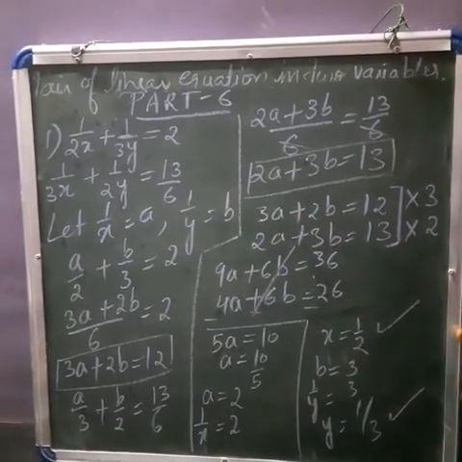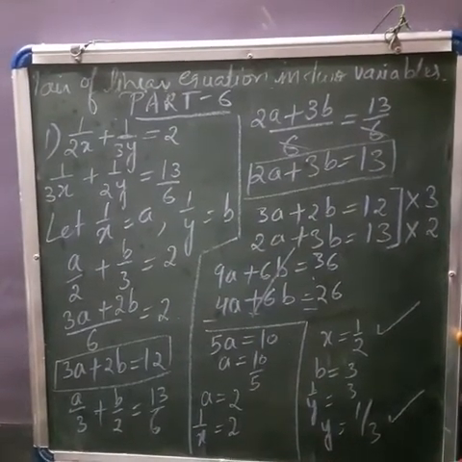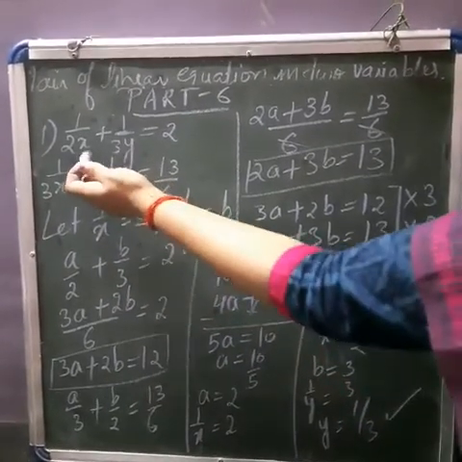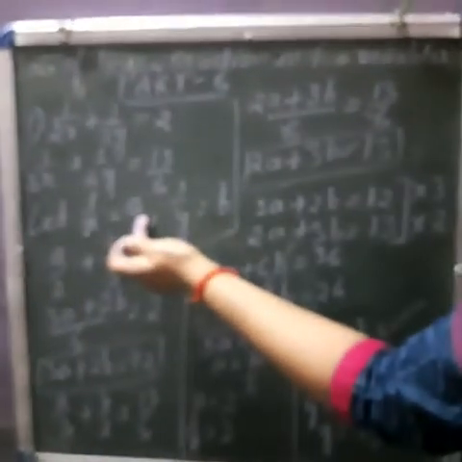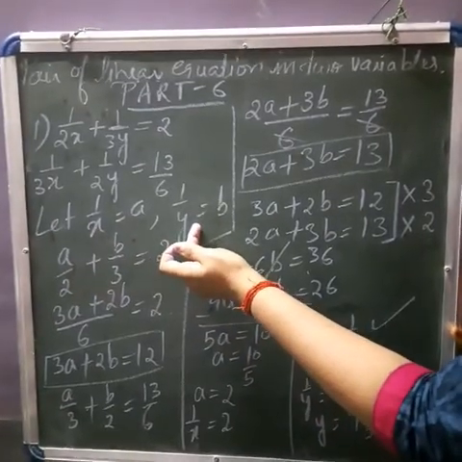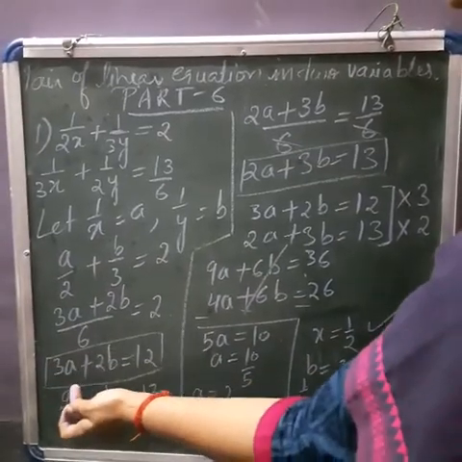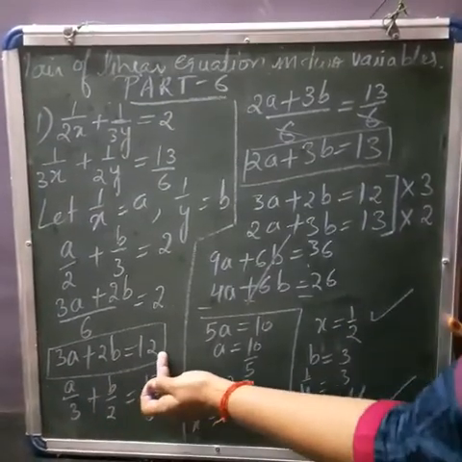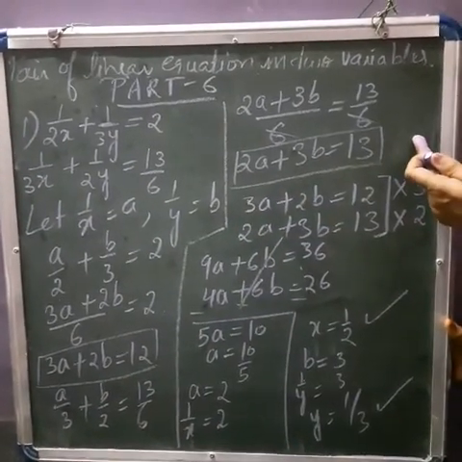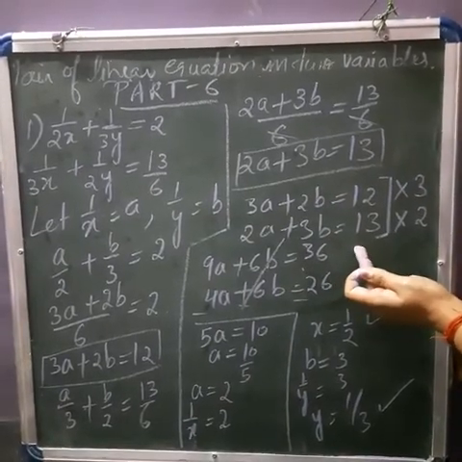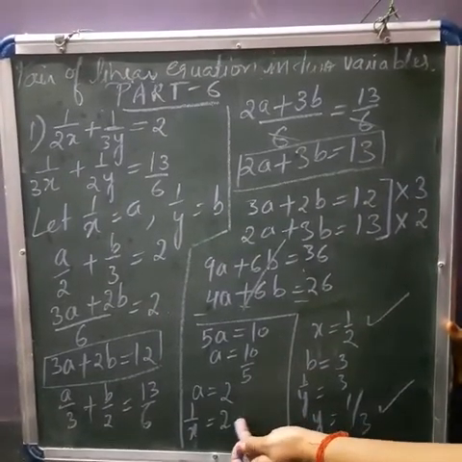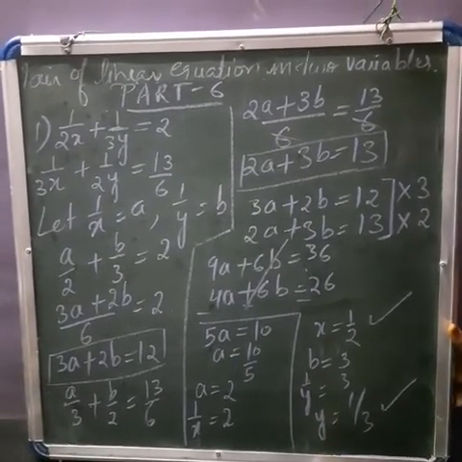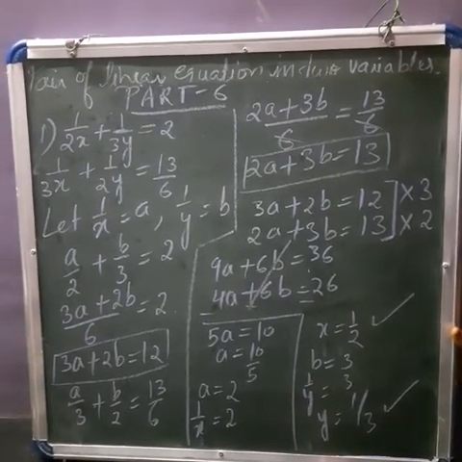In these types of questions, what you have to do is take 1 upon x is equal to a, 1 upon y is equal to b, then put the values of 1 upon x and 1 upon y, then reform the equations. You will make the linear equations like this: 3a plus 2b is equal to 12, and 2a plus 3b is equal to 13. And you have to solve these equations, find the values of a and b, then at last find the values of x and y. So these are the types of questions you will be solving in your NCERT books also.